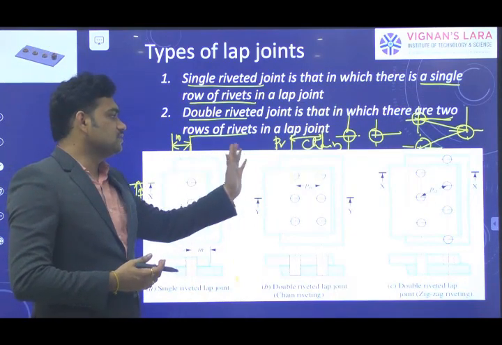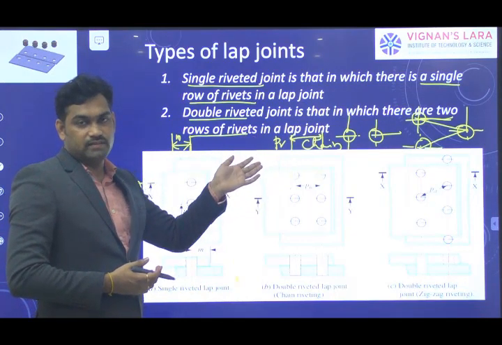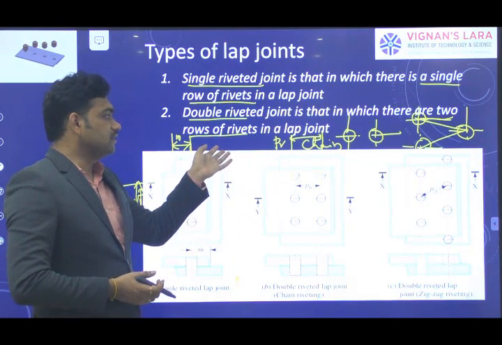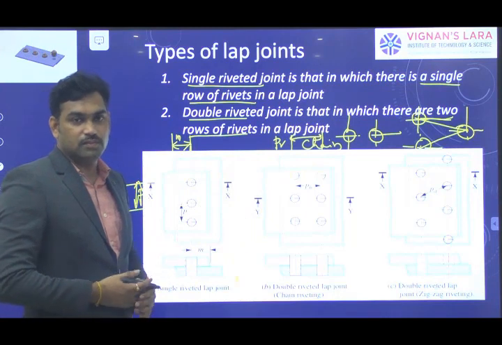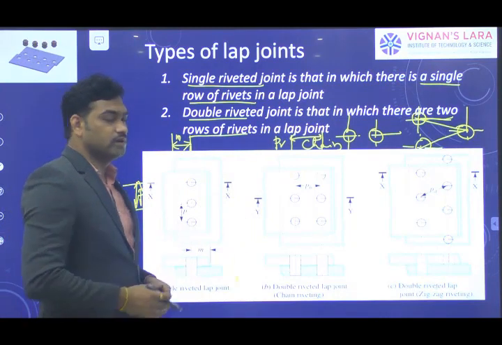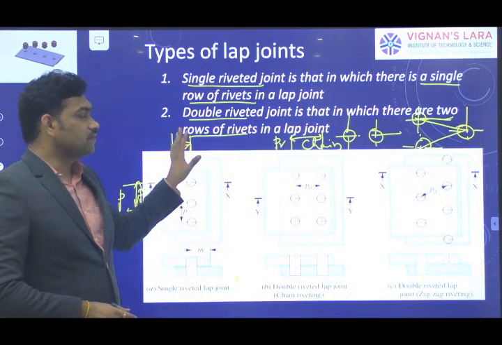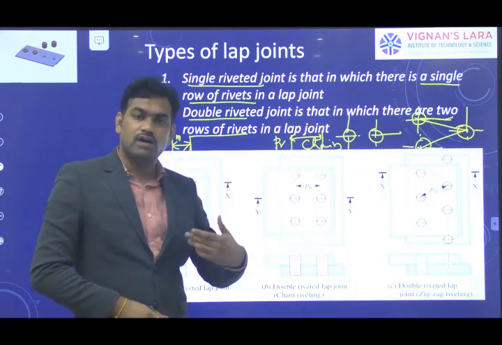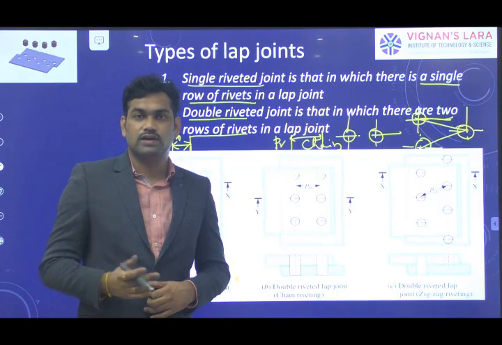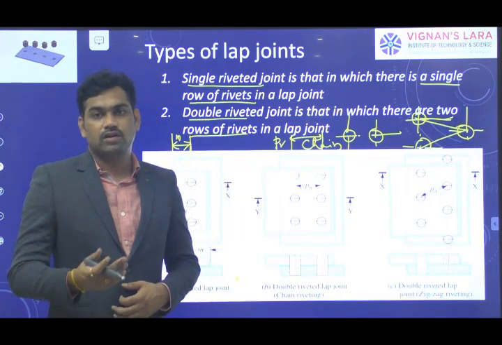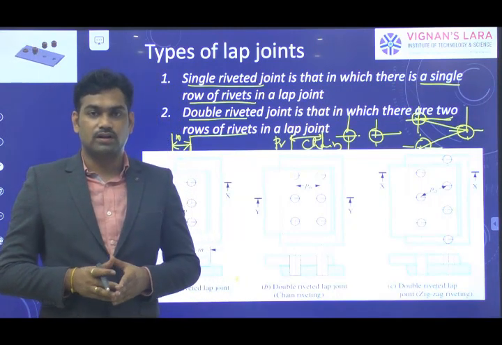This can vary from chain riveting to zigzag riveting. If it is chain riveting, it may vary compared to zigzag riveting, so the values, based upon the proportions, are going to vary. So these are the types of riveted joints. You can add one more row, and we call it a triple riveted lap joint. That is the number of rows present in the joint.